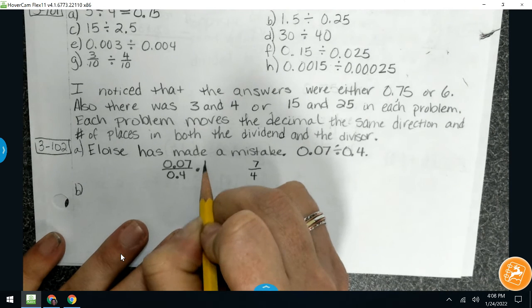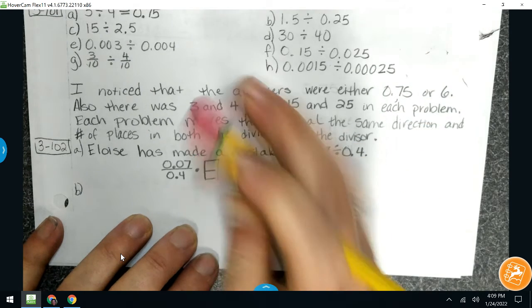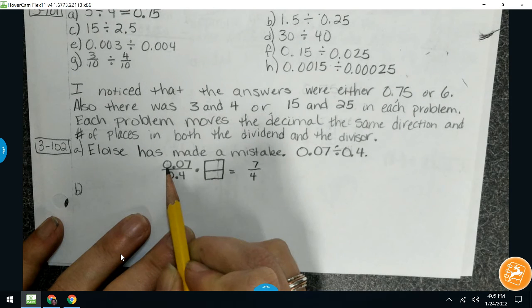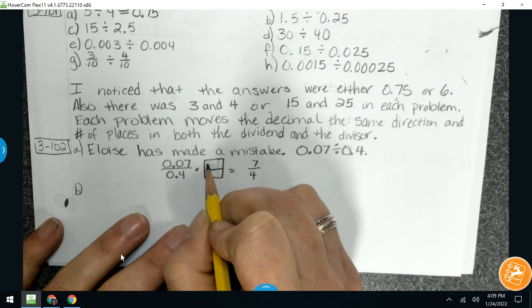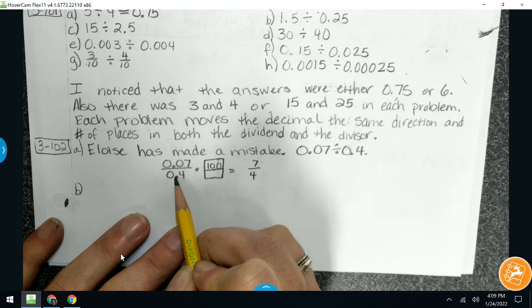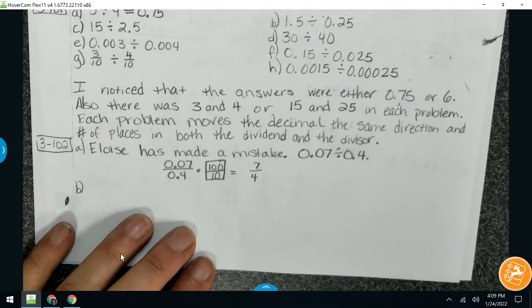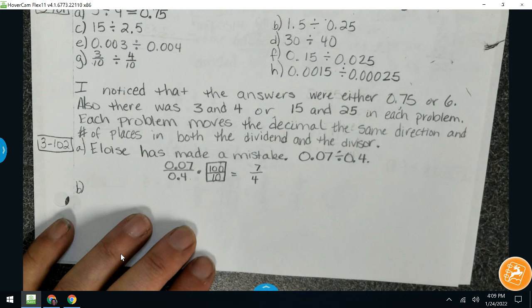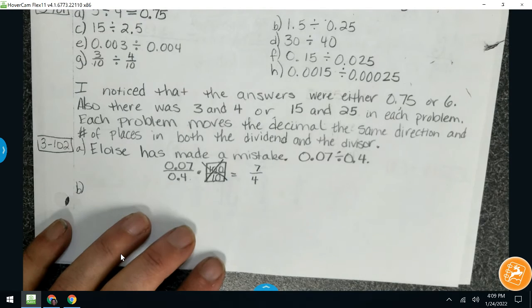What would she need to multiply by to get here? Well, with my 7 hundredths, to get to 7, I would need to multiply by 100. And for 4 tenths, I would need to multiply by 10. Can I do that? Can a giant 1 be 100 over 10? 100 tenths. That is not possible. We cannot do that.